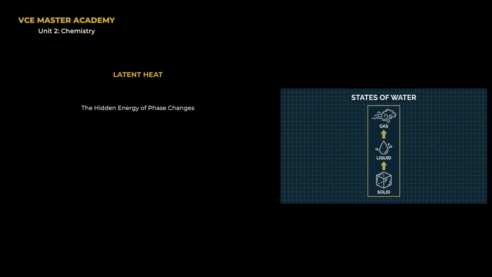Latent is just an old word for hidden, so this lesson is about hidden energy. Energy that goes into water but doesn't show up on a thermometer. Sounds strange, I know. By the end, you'll be able to calculate exactly how much energy it takes to melt ice or boil water, and you'll know why the temperature sits perfectly still while it happens. Let's take it slowly, step by step.